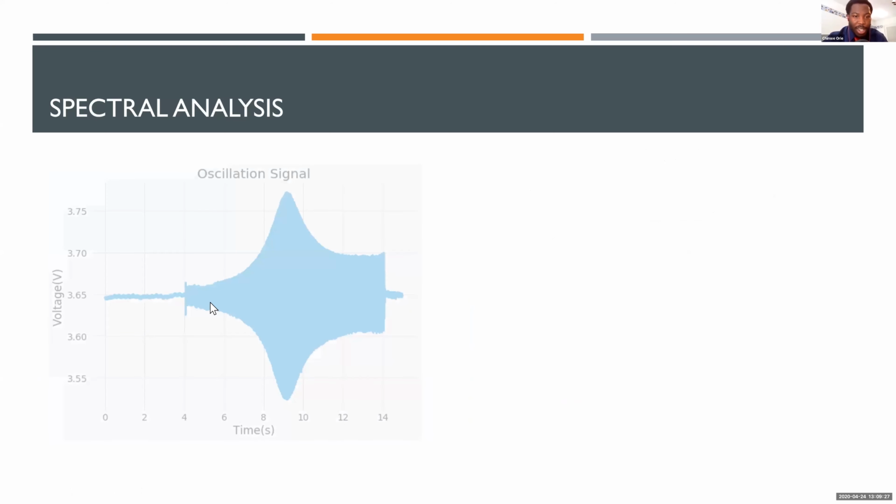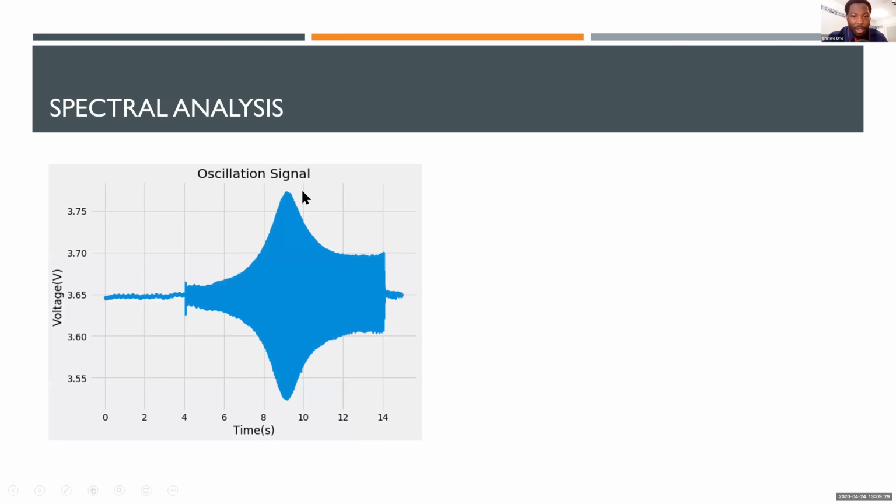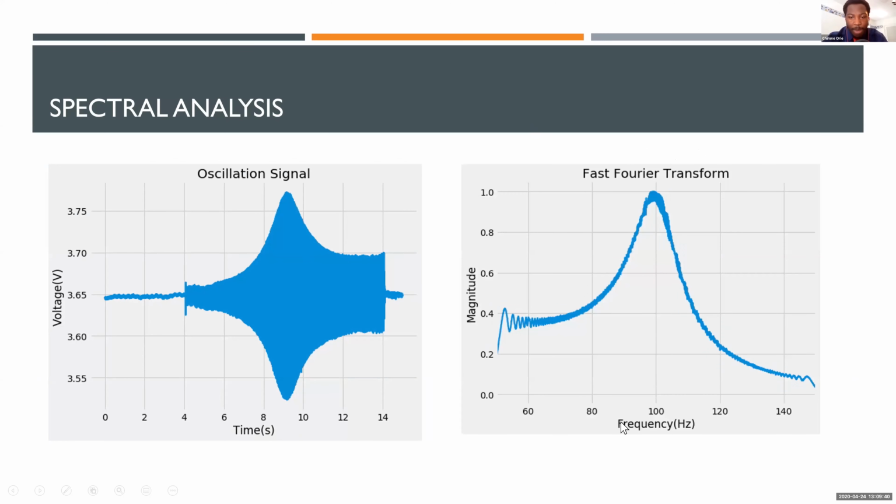So this is an example of a signal that you'll get from a drop oscillation. This is a signal in the time domain. We apply a fast Fourier transform to move from the time domain to the frequency domain. And we can use this to observe which peaks are most resonant.